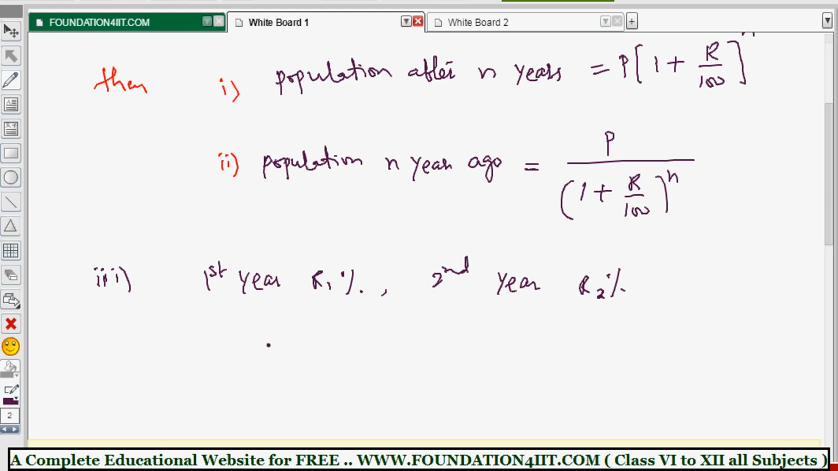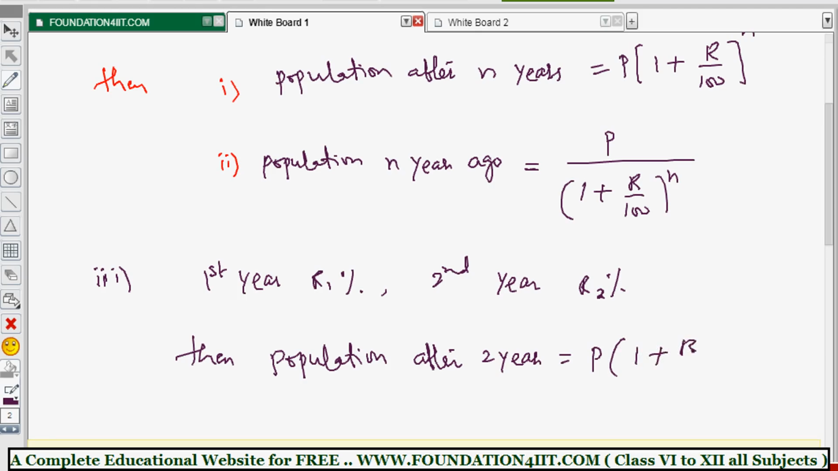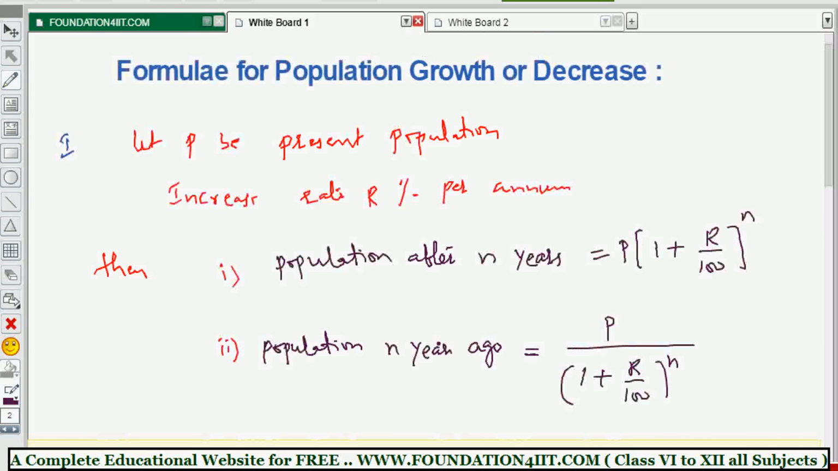Right, in a case like this, if you want to find out the population after 2 years, because every year is different, P into 1 plus r1 by 100, this is the first year, into again 1 plus r2 by 100 for the second year, together is the overall population after 2 years. This formula applies for population growth, okay, when it is increasing.